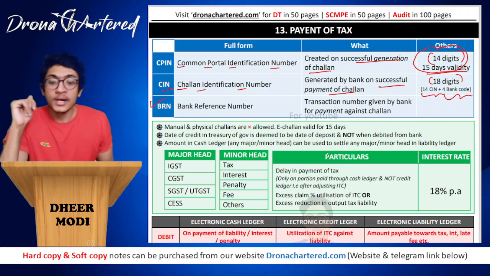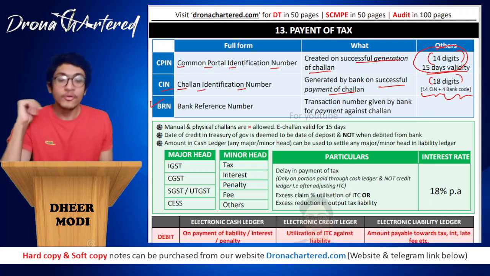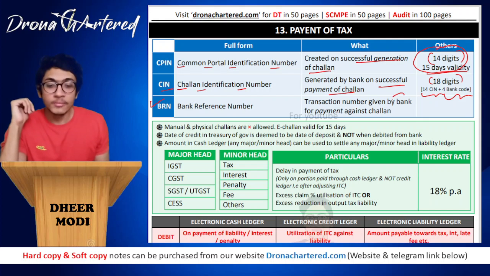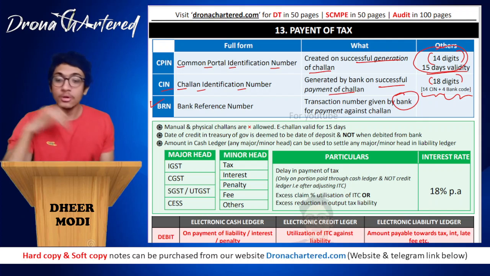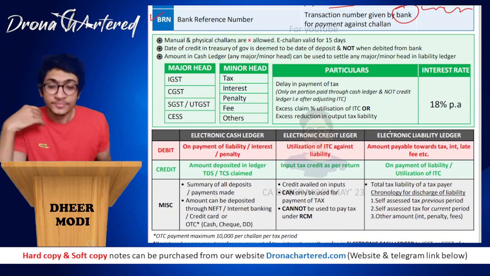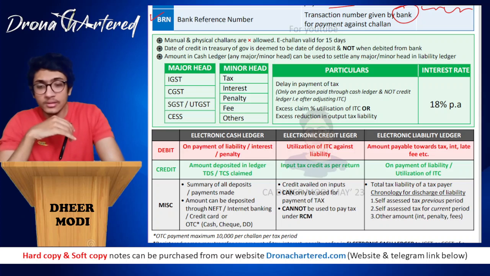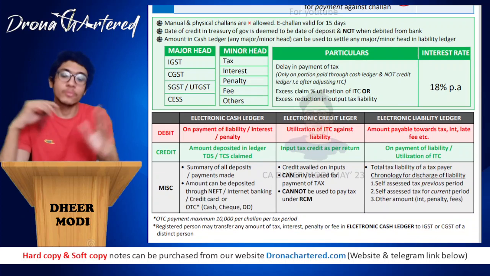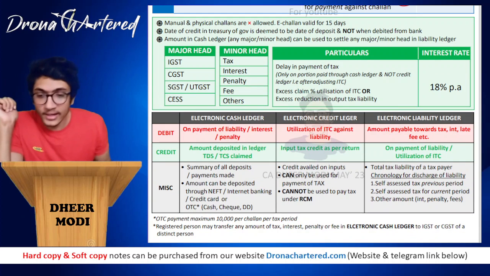And next is your BRN, that is your bank reference number. It is the transaction number given by bank for payment against a challan. So this is given by the bank itself, which is why it is also called bank reference number. Okay, small chapter, don't worry, nothing to worry. See, this is where the chapter ends. Whatever you are seeing on your screen is the entire chapter.